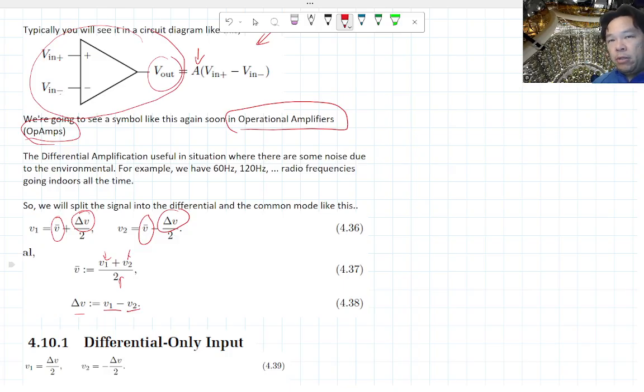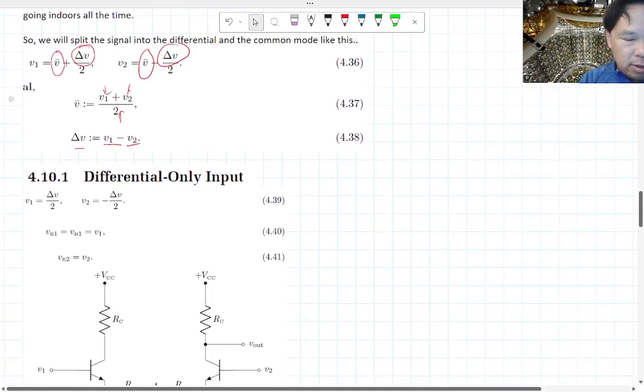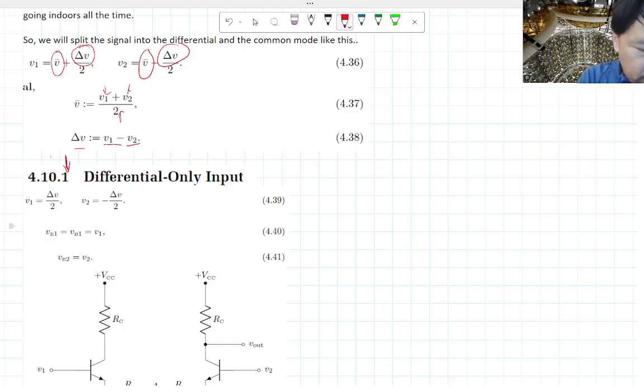The way we do this is by thinking about it in terms of, if we only have difference, how does the amplifier behave? If we only feed it the common, meaning the average voltage, how does the amplifier behave? We're going to do the difference first, because that's the part that's important. If we're only dealing with the difference, we're going to set V1 to be delta V over 2, and then V2 is minus delta V over 2 because of this minus sign between them. It's the negative part.